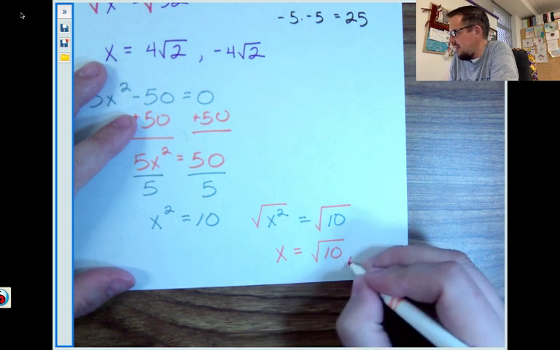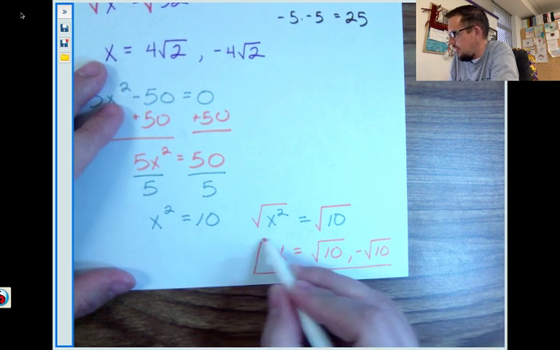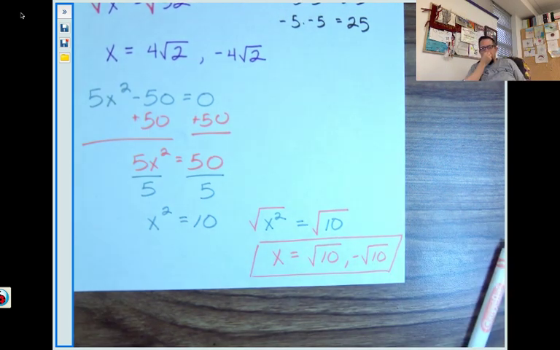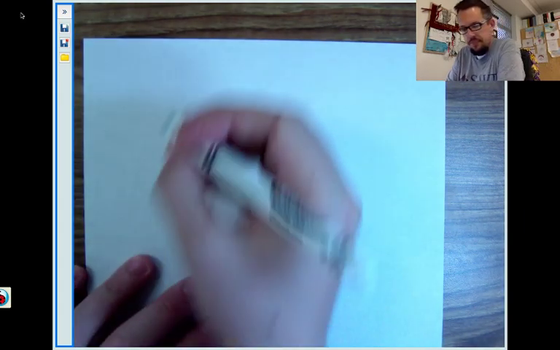And negative square root of 10. Very good. 2 answers every time. There they are. Positive square root of 10 and negative square root of 10. Hey, that seems pretty easy. Yeah? You think that it's easy, but also you know what's coming.